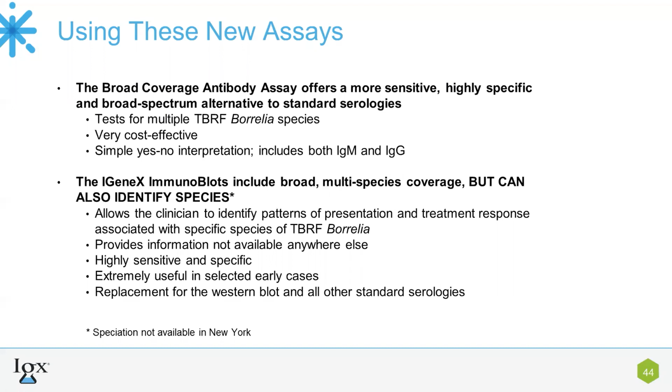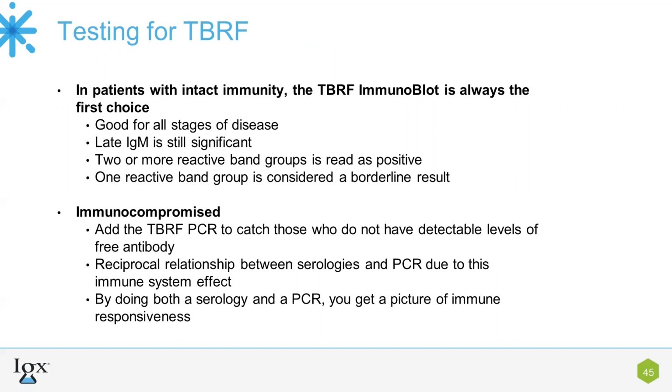Sensitivity is incredibly high, very specific. And in early cases, as I said, it'll pick up at least 2/3 of them. So there's really no reason to do the other serologies if you can, because this is the gold standard. So when do you do what? Because you can do serologies and you can do PCRs. In someone who has intact immunity, the Immunoblot is always the first choice. It's good for all the stages of the disease. It does have IgM, which is still significant even in late disease.